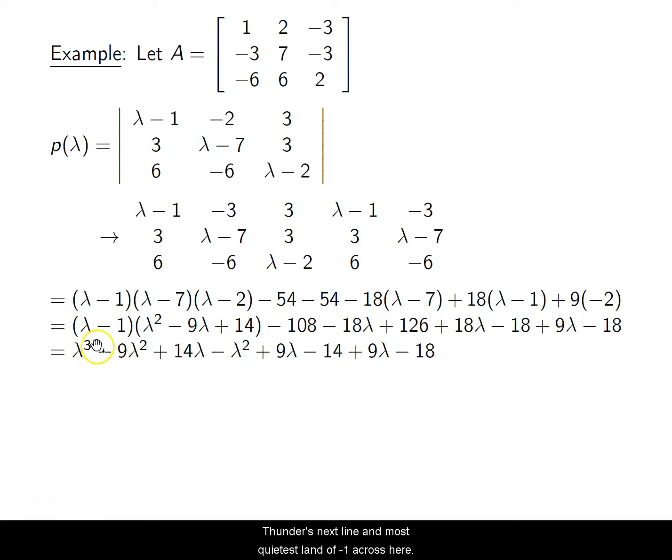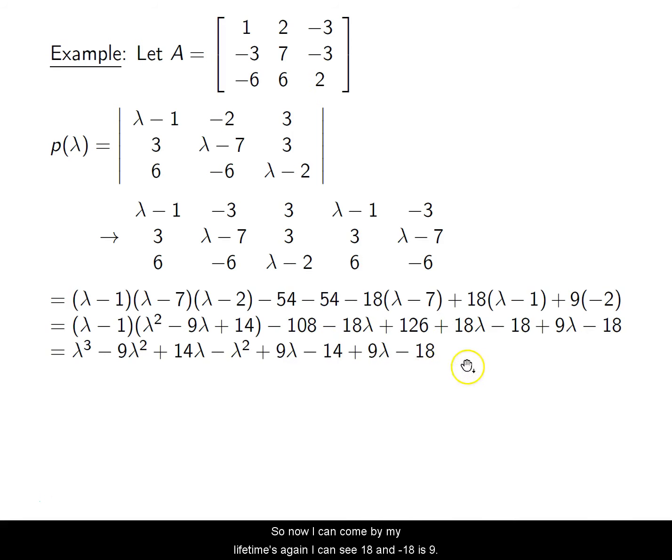Okay. So in this next line, I multiply this lambda minus 1 across here. So I got the lambda cubed minus lambda squared, right? Lambda and 14 is 14 lambda. And then I just repeat this again, changing the signs. So negative lambda plus 9 minus 14. And then when I condense all this down, I get 9 lambda minus 18.